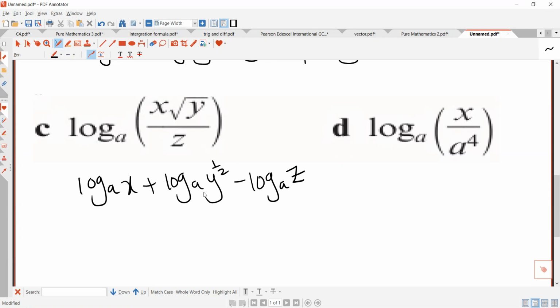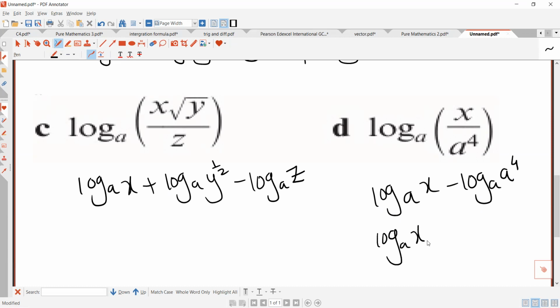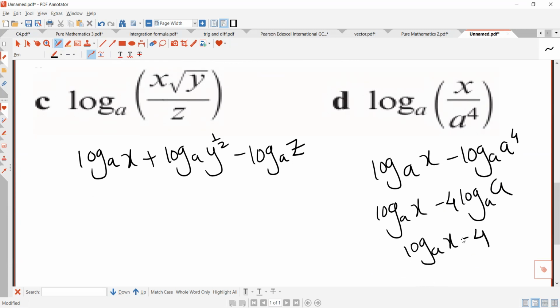I think the rest you can do on your own. Now you guys understood or not how to do this one? Okay. This one, log a x minus log a raised to 4. Log a x minus 4 log a. Understood? And what is log a? 1. So log a x minus 4 is your answer. Understood? Okay.